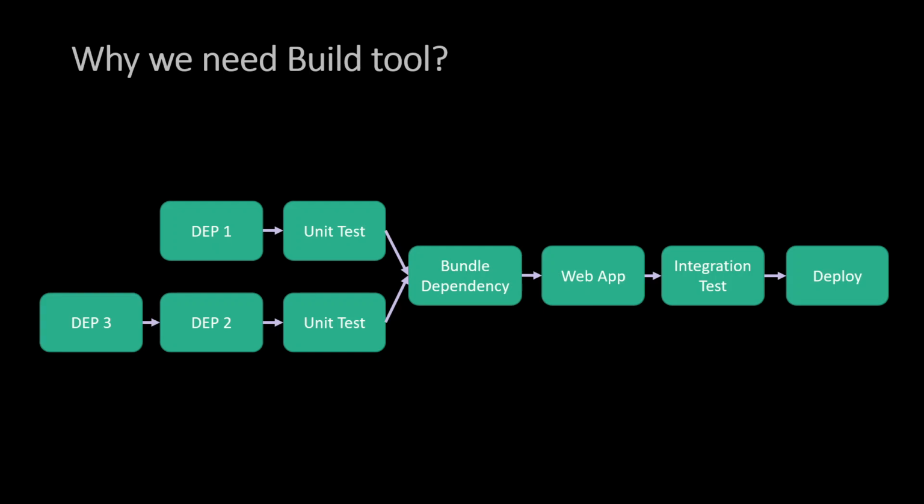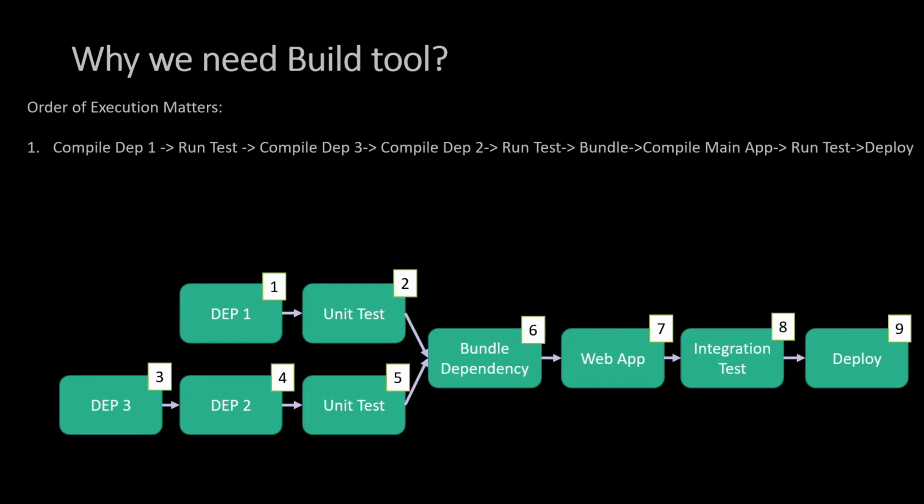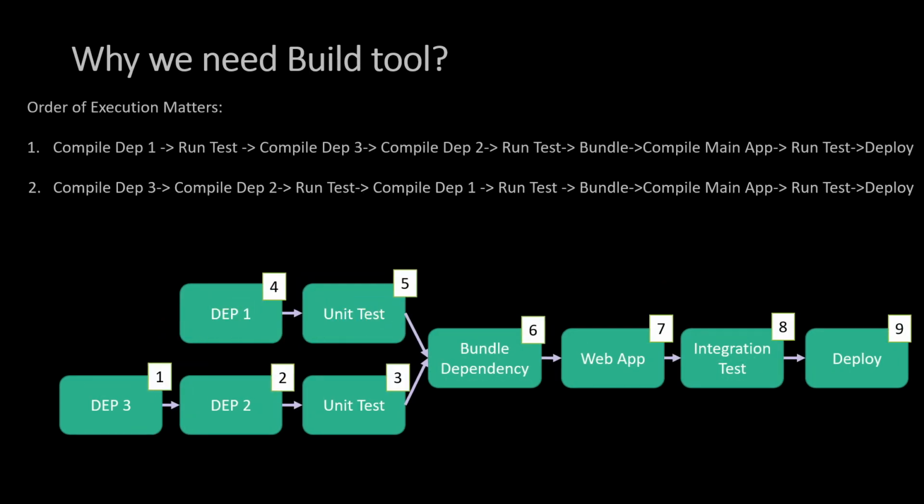For the final deployment, the execution order of each of the steps matters. It can be either this or this, but from both we see that dependency 3 is compiled before dependency 2, and for bundling, each dependency is compiled before the bundling step. You might say that these steps are fairly simple and can be done manually, but no, we are human and we make errors. When we run this program after making some code changes, we might miss a few things and deploy a faulty program. Even if you are not convinced, let's move to the next example.